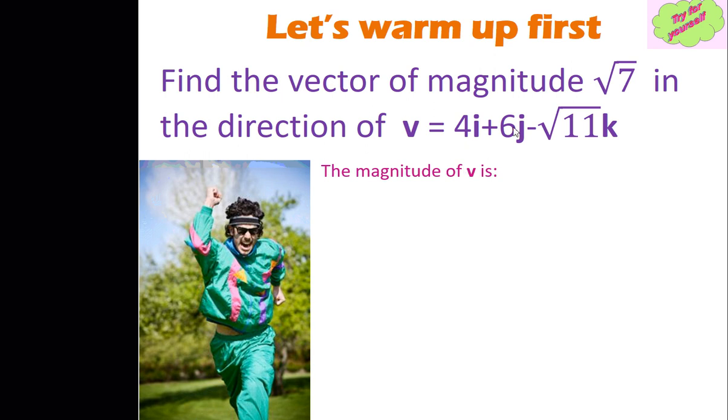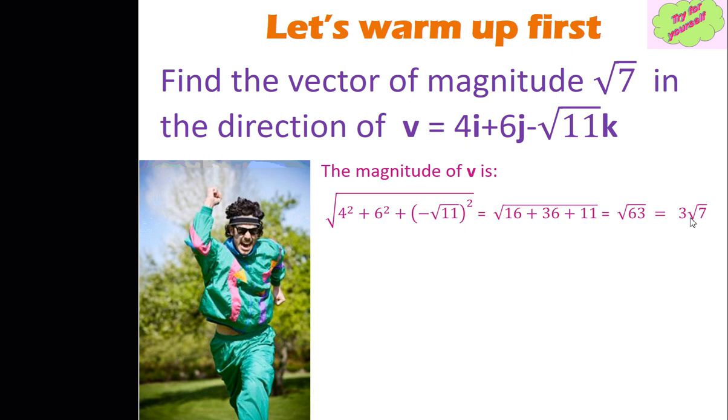So what is the magnitude of this vector? Use the Pythagoras in 3D formula. So square root of 4 squared plus 6 squared plus negative root 11 squared. So 4 squared plus 6 squared is 16 plus 36. Negative root 11 squared is negative root 11 times negative root 11, which is positive 11. And the square root of all of that, 16 plus 36 plus 11, is 63. What's the square number that goes into 63? That's right, it's 9. So 9 times 7 is 63, so that simplifies to 3 root 7.